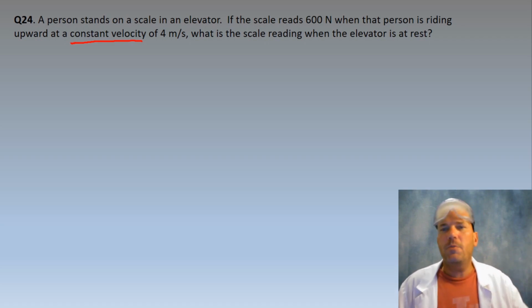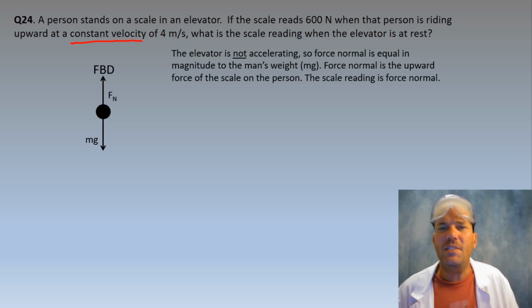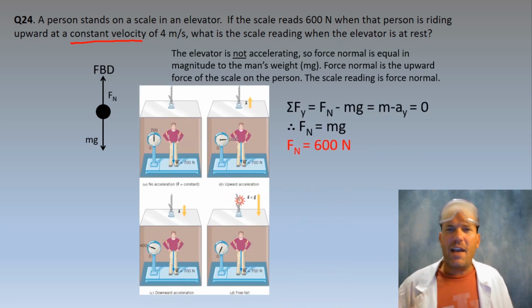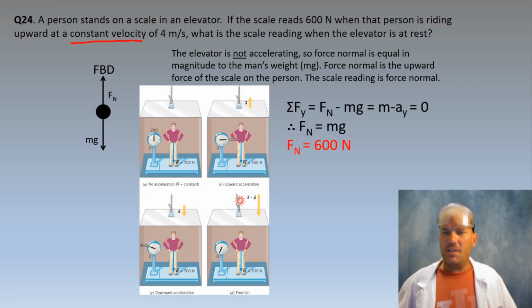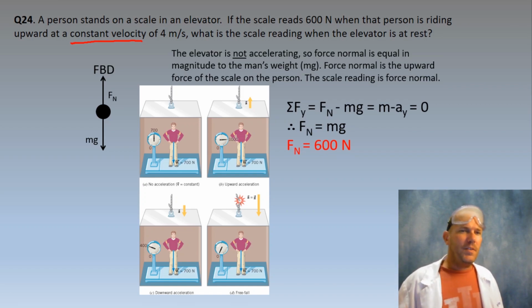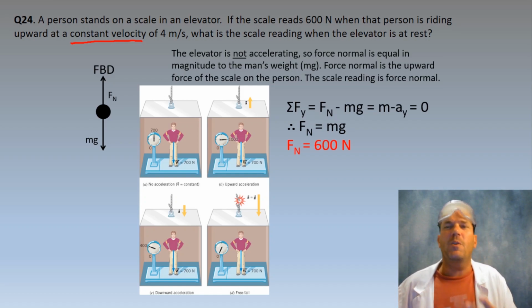So what is the scale reading when the elevator is at rest? Free body diagram. Notice the magnitudes of those two forces are equal. Of course, they are also opposite. There's no net external force and therefore no acceleration of the system. So it's the exact same. It is identical. Force normal equals mass times gravity. So we're going to have 600 newtons, regardless of if it's a constant velocity of 4 or 8 or 10 meters per second. It's the same as if it were at rest.